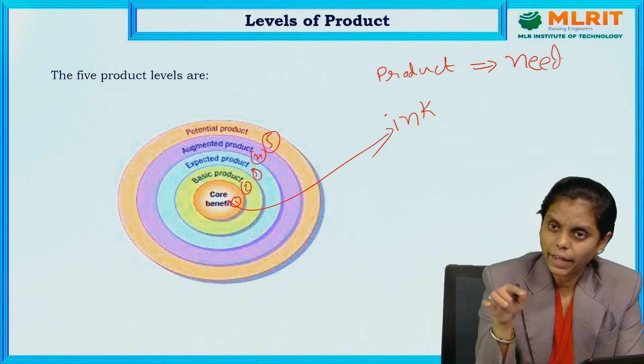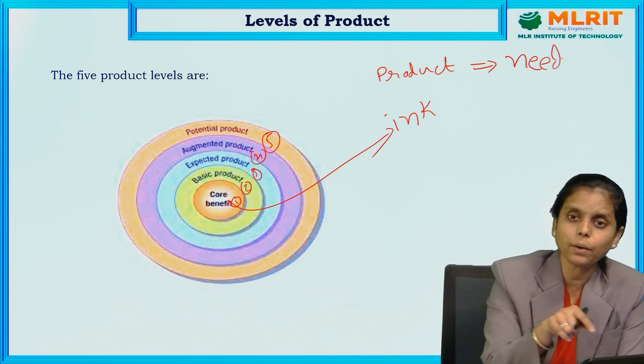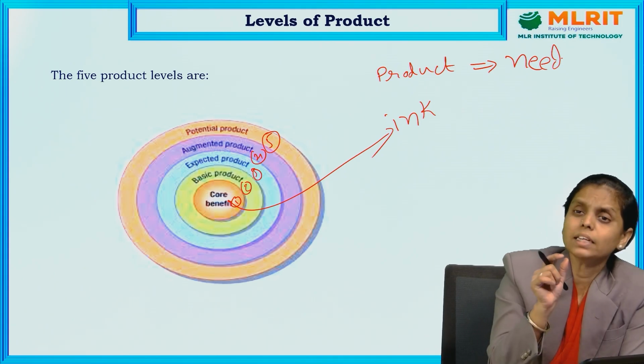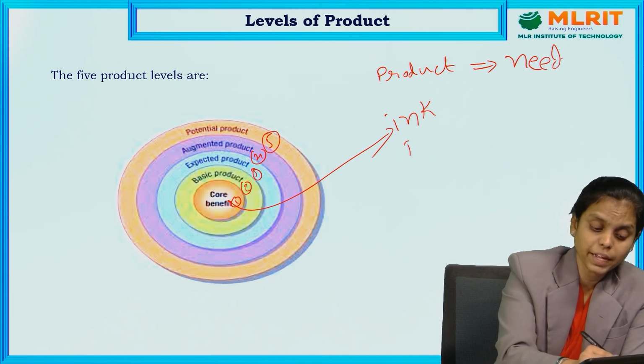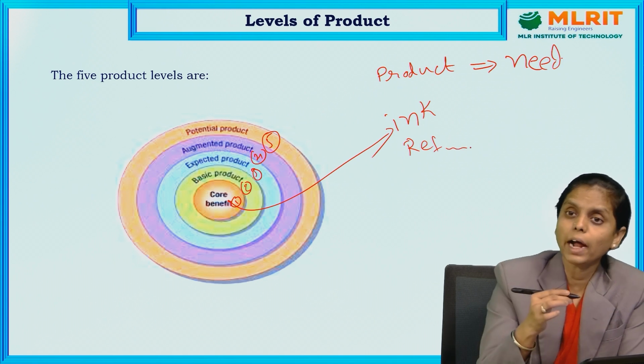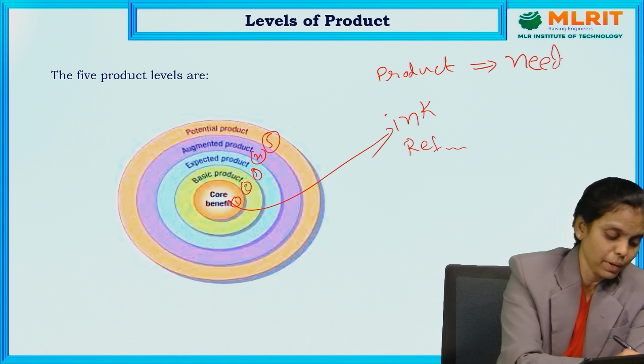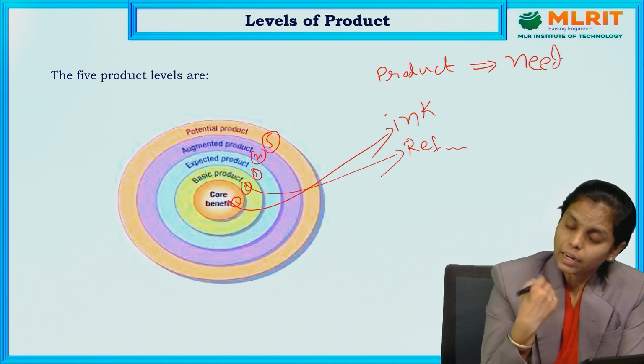That means I cannot dip my finger in the ink and write on paper. I need certain other substances. That is, I need a refill so that I am able to write with it. That is a basic product, we can say. Come to the next one.